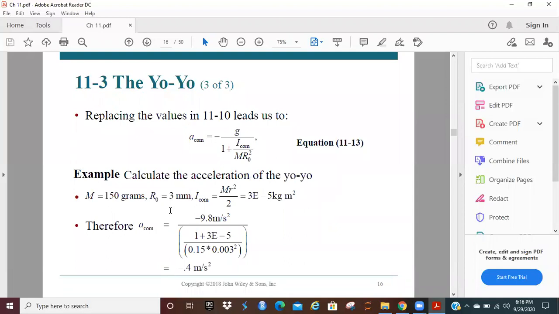If you replace the values in equation 11-10, it will give you this particular value. And if you go through and calculate the acceleration of a yo-yo whose mass is 150 grams, has a radius of 3 millimeters, and the moment of inertia about the center of mass is equal to this, plug all of that in, then you can find the acceleration of the center of mass.